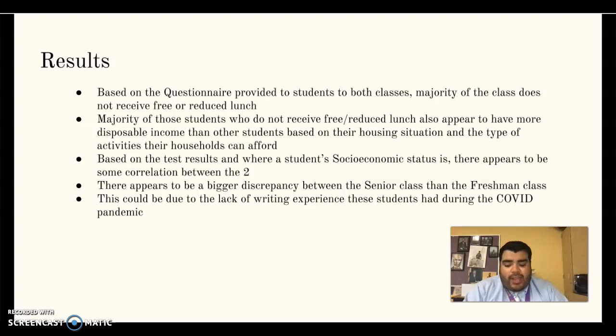The seniors obviously have had more time in the classroom at the high school level than the freshmen did, due to COVID. Since the COVID shutdown, a lot of students have not had the opportunity to read and write in class and also have more practice as well. And then going back to the results, a lot of zeros through 20s, or low Fs, is because a lot of students didn't turn in their assignments either.